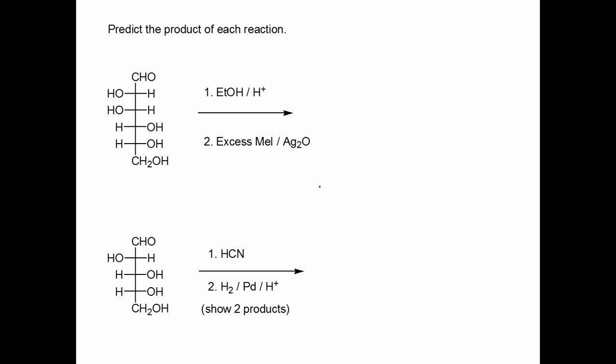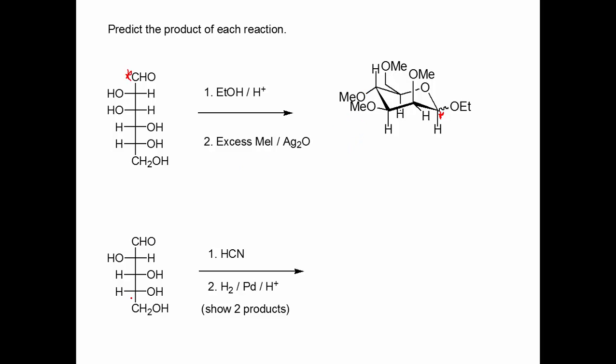We're going to treat it first with ethanol acid and then aqueous methanol silver oxide. All right, so step one is going to basically be totally selective, occurring only here. And so we're going to make this compound here. We're going to put an ethyl group at the anomeric carbon, and we're going to put methyl groups at all of the other carbons. Okay, in the second reaction, we're just doing the Fischer-Kiliani chain extension.